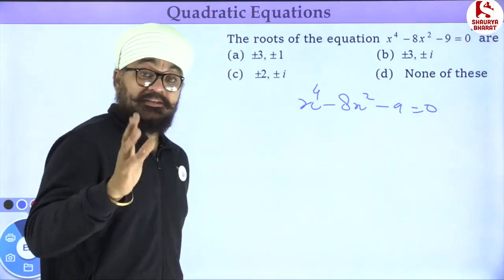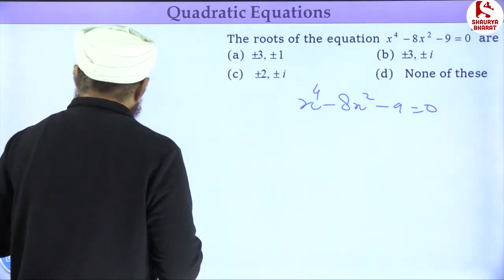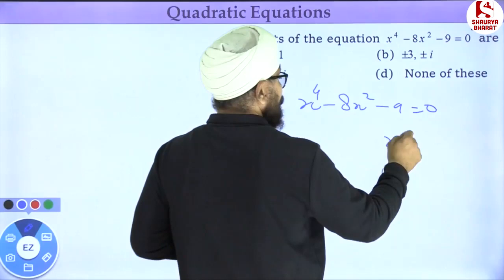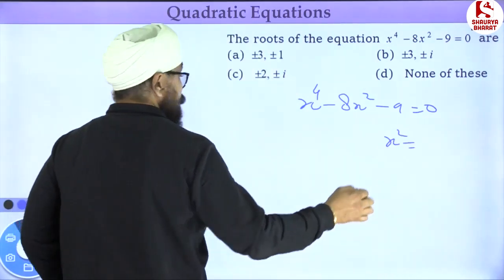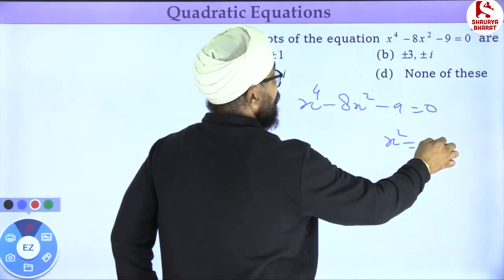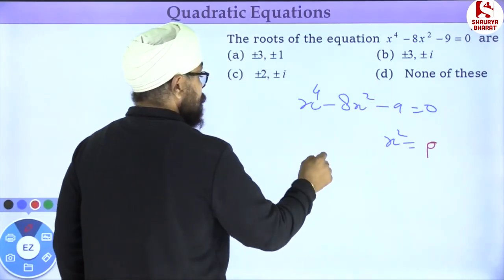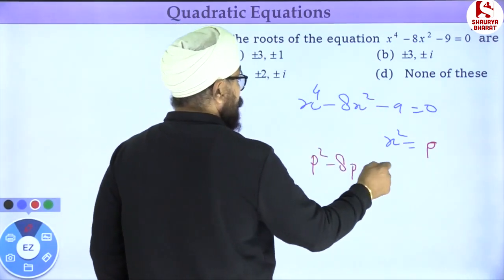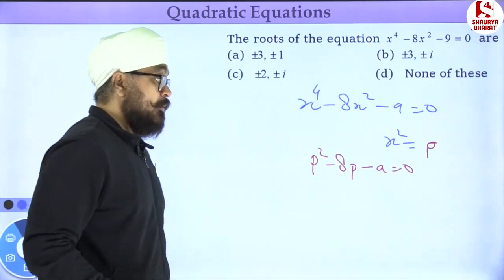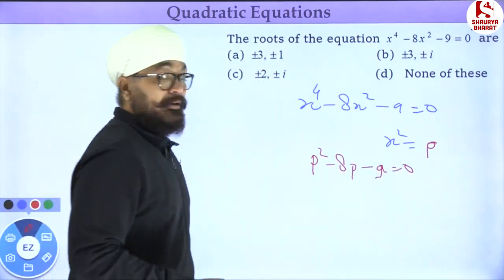This is not a quadratic, this is biquadratic. But here if I take this x square to be equal to p, now this becomes p square minus 8p minus 9 is equal to 0. This is 9. Clear?